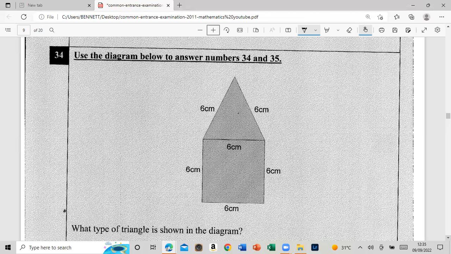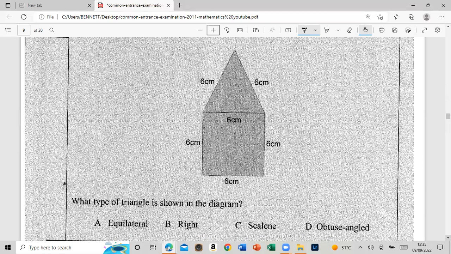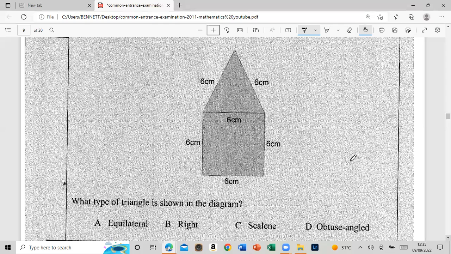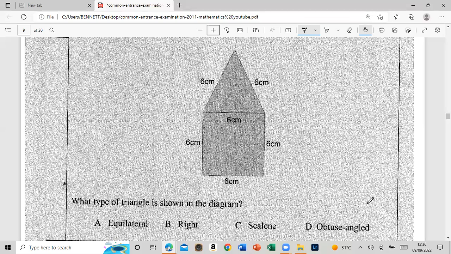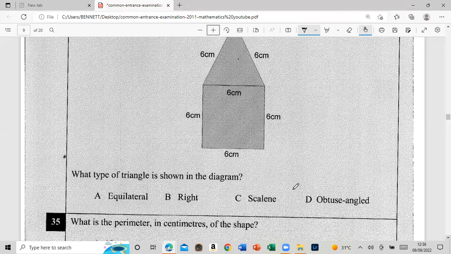All right. So let's go to 34 now. It says use the diagram below to answer 34 and 35. And it says what type of triangle is shown in the diagram. All right, so let's look at it now. Which triangle has all three sides equal? And that would be an equilateral triangle.